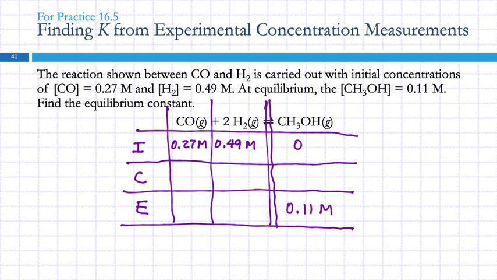Well, it went from 0 to 0.11, so we must be adding 0.11. Right? 0 plus 0.11 equals 0.11. So if this went up by 0.11, how did the CO change? It went down by 0.11. The coefficients here are the same, right? So if this one changes by 1, that one changes in the opposite direction by 1. So this one is negative 0.11. So we could do that math and we get 0.16 molar.